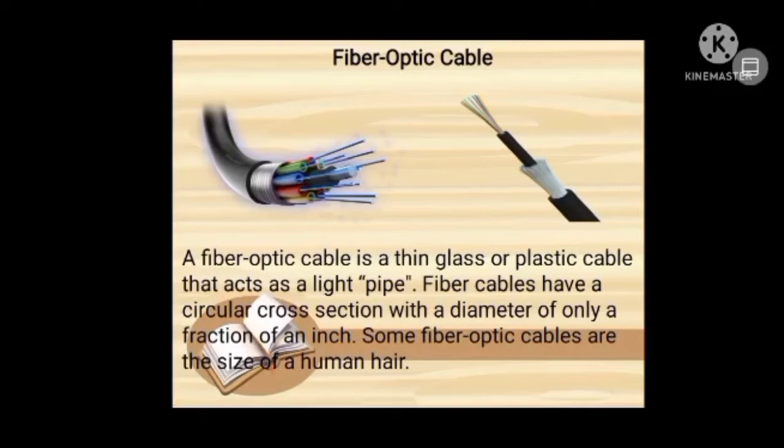A fiber optic cable is a thin glass or plastic cable that acts as a light pipe. Fiber cables have a circular cross-section with a diameter of only a fraction of an inch. Some fiber optic cables are the size of a human hair. The image above is an example of a fiber optic cable. As you can see in the inner part of the cable, in these tiny strands is where the light pulses travel.